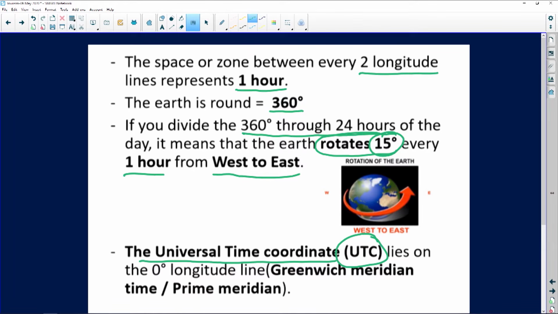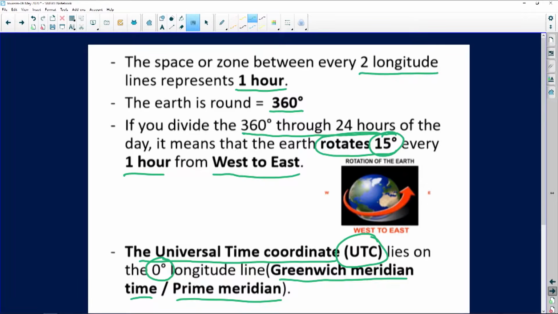This UTC lies on the 0-degree longitude line, also known as the Greenwich Meridian Time or the prime meridian. All right, guys, so basically, with time zones, you must memorize GMT, UTC, 0-degree line of longitude. Why is that so important? Because that's our departure point for all our time zone calculations. All the time in the world where we work out time differences are measured from this GMT line.